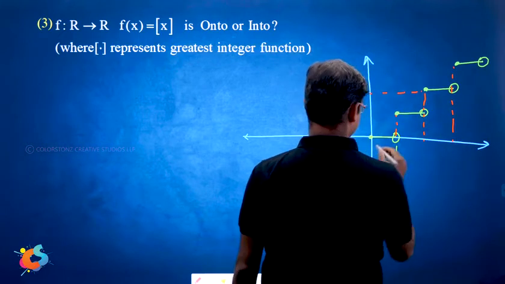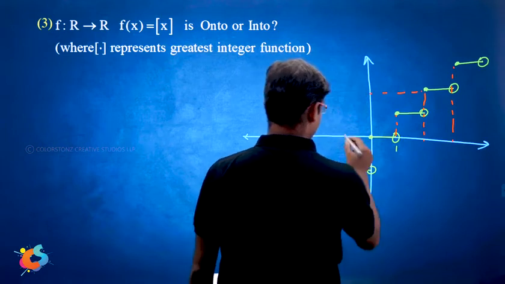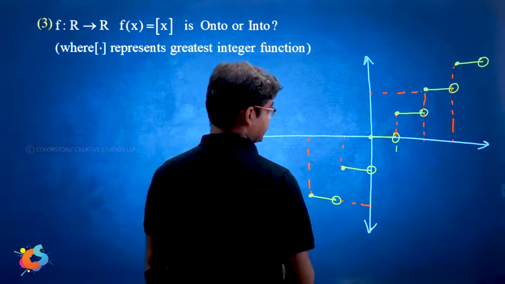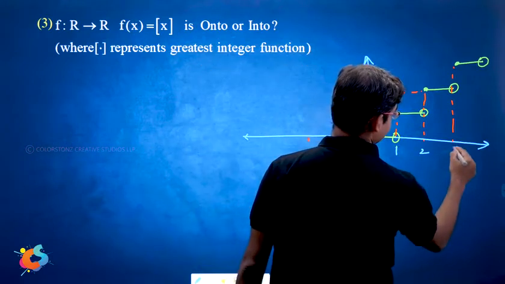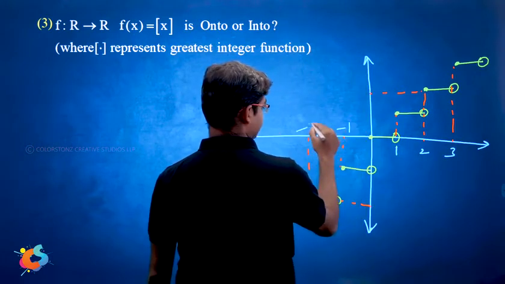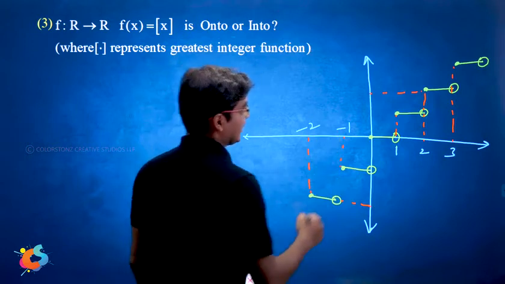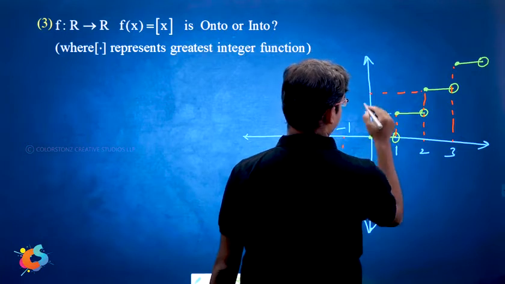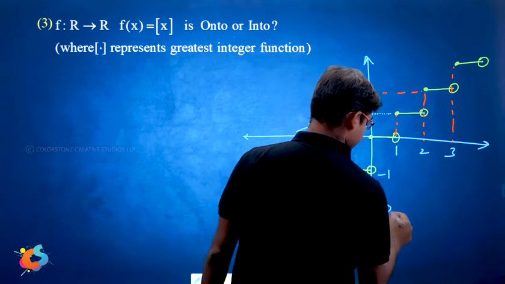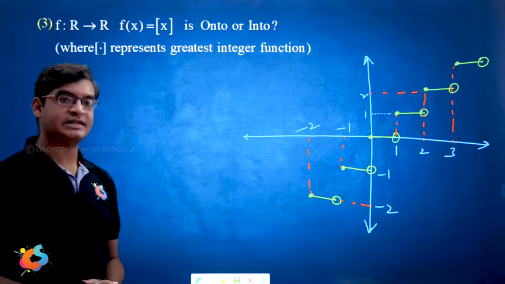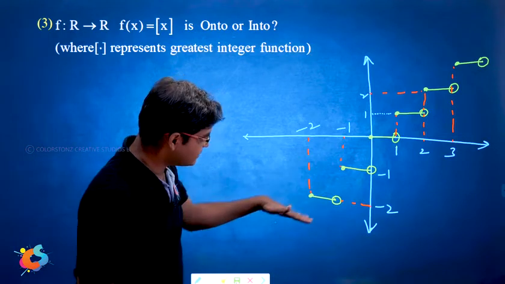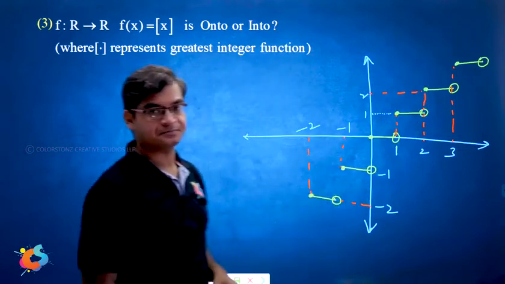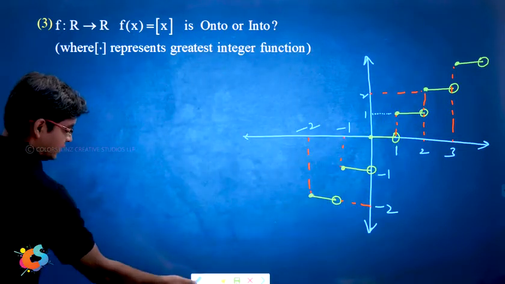Okay, and like this. So the graph will jump at integers. So this is 1, this is 2, this is 3, this is minus 1, this is minus 2. And here means this is also red line only. Okay, so 1 and 2, and this is minus 1, this is minus 2. This is the graph of greatest integer function, and it goes on like this in the leftward also and towards the right as well. Okay, so now let us come to the function.